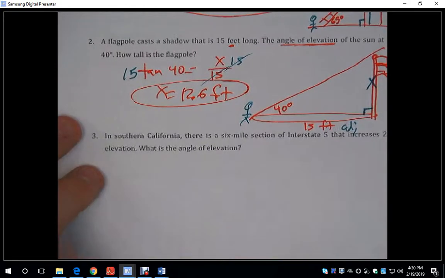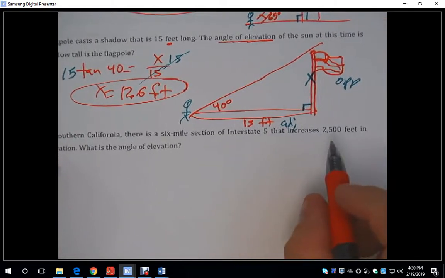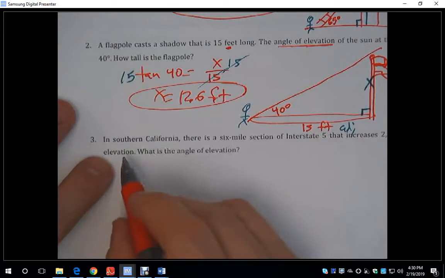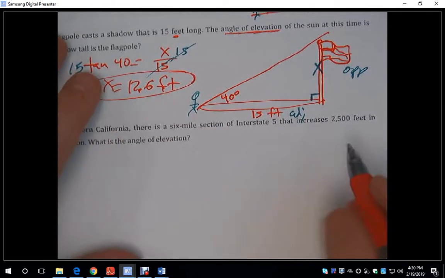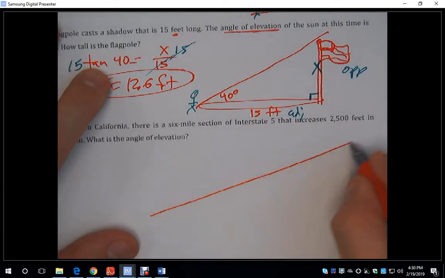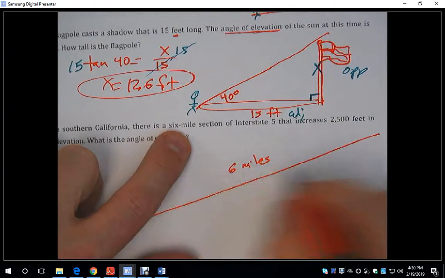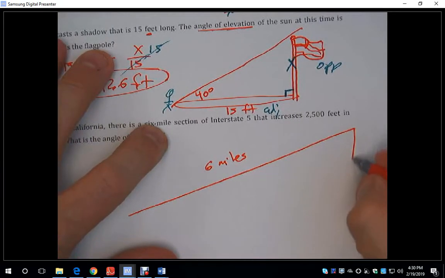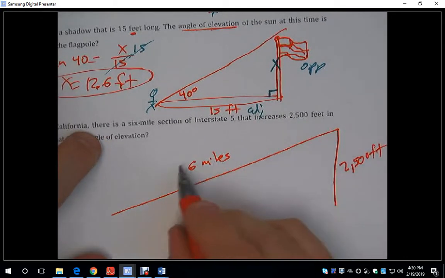Number 3: in Southern California, there's a 6-mile section of Interstate 5 that increases 2,500 feet in elevation. What is the angle of elevation? So we have some interstate that increases steadily over 6 miles, and over that 6 miles our elevation has increased by 2,500 feet. Now the first problem that I see is that our units are not the same.